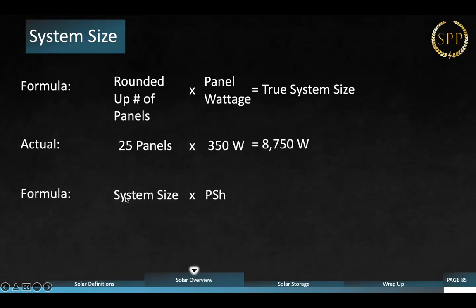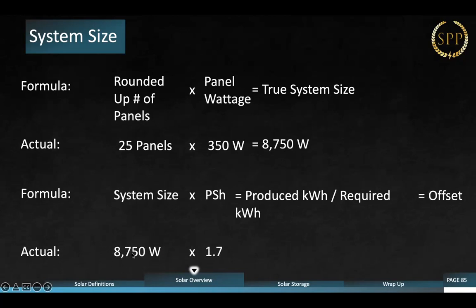Well, if we just added that one extra panel, we get the system size times the peak sunlight hours. That's going to give us the produced kilowatt hours, and then you divide that by the required, which is what they needed, which was the 14,500. That's going to give us our offset. So our system size is 8,750 watts or 8.75 kilowatts times the 1.7. So we're working backwards. That's going to give us 14,875 kilowatt hours. They need 14,500 kilowatt hours, which means that if we divide the 14,875 by 14,500, we're at 102% offset. We're going to produce 2% more power than the customer used over the last 12 months. So they have a little bit of wiggle room.